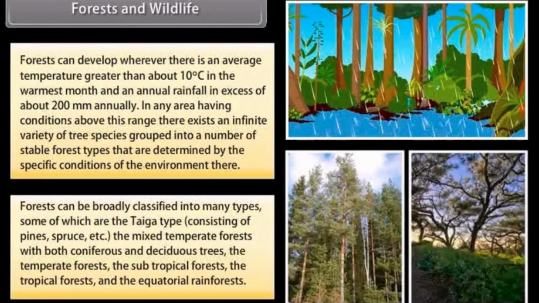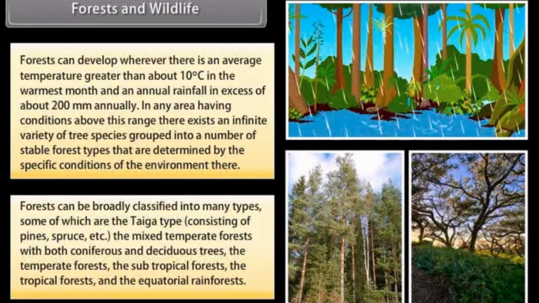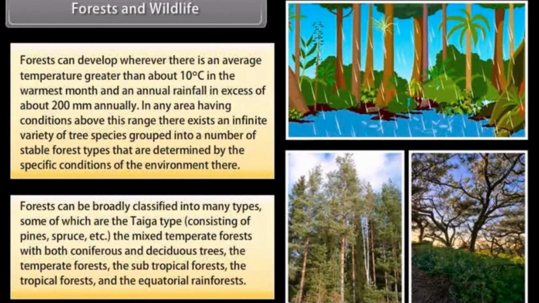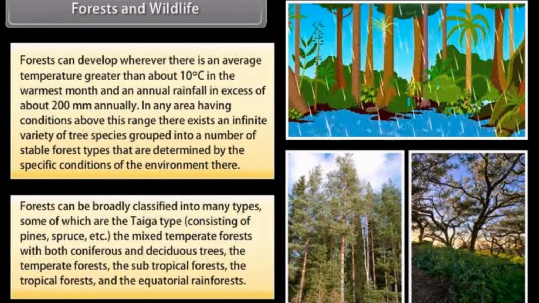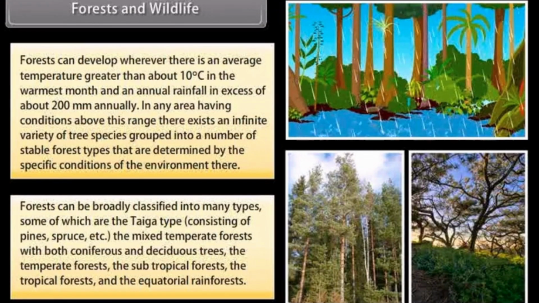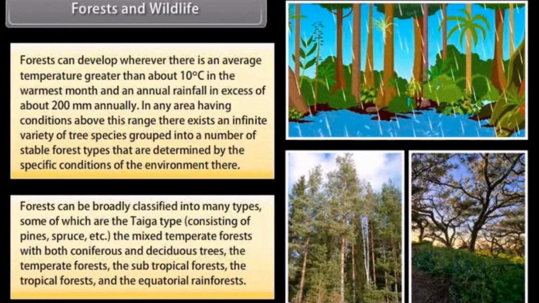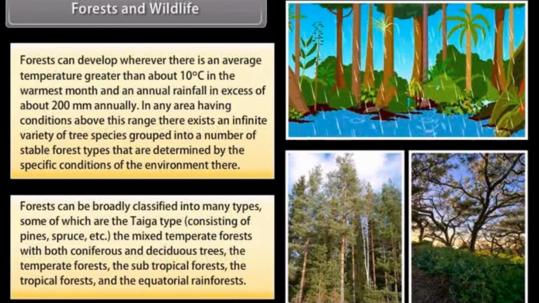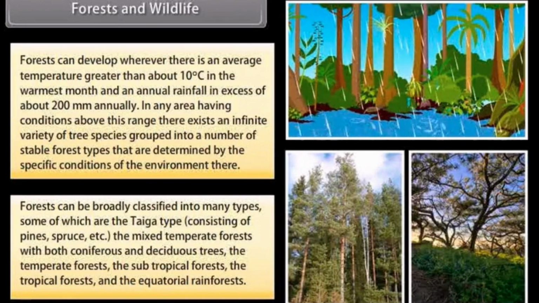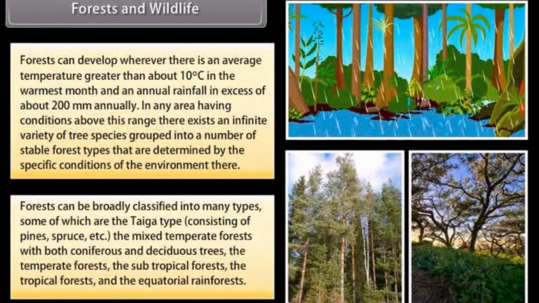Forests can be broadly classified into many types, some of which are the taiga type, consisting of pines, spruce, etc., the mixed temperate forests with both coniferous and deciduous trees, the temperate forests, the subtropical forests, the tropical forests, and the equatorial rainforests.